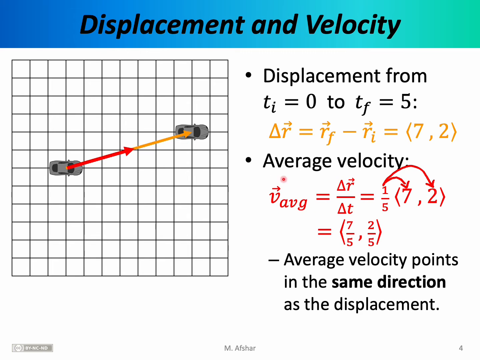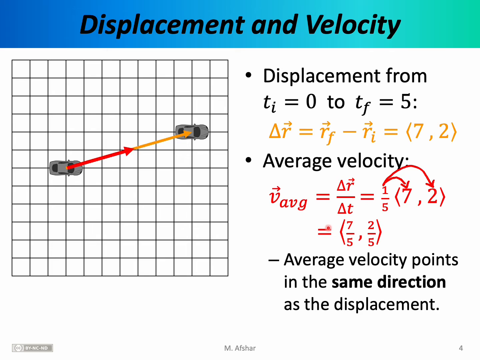You might be wondering why we call this the average velocity and not the velocity or the instantaneous velocity of the object. And the reason is that we don't really know what the car was doing during this 5-second interval. If the car was driving on busy city streets, then it might be slowing down or it might be speeding up at different times. What we know is that on average during this 5-second interval, its velocity was 7/5, 2/5, but at certain times it might be going faster and at other times it might be going slower than this average value.